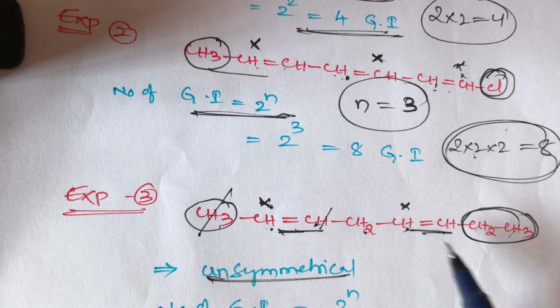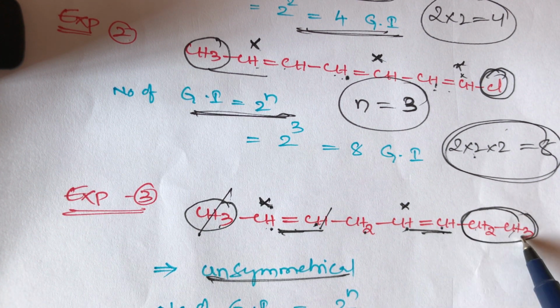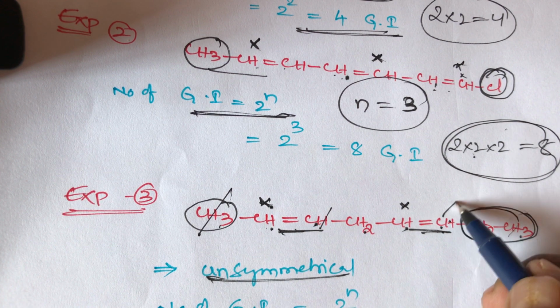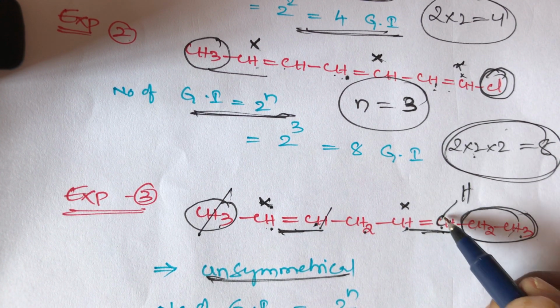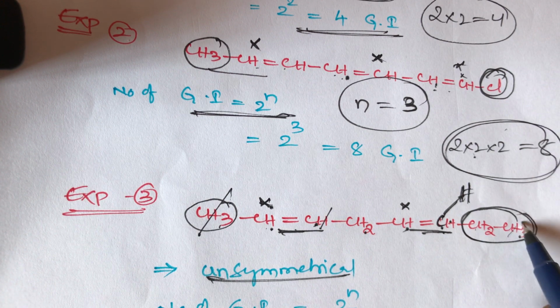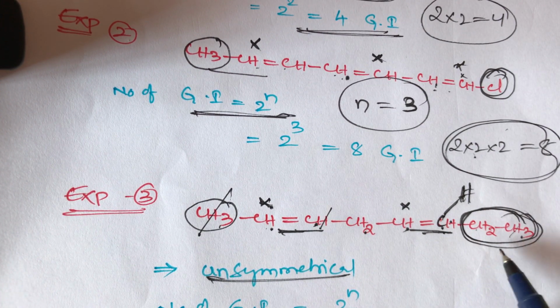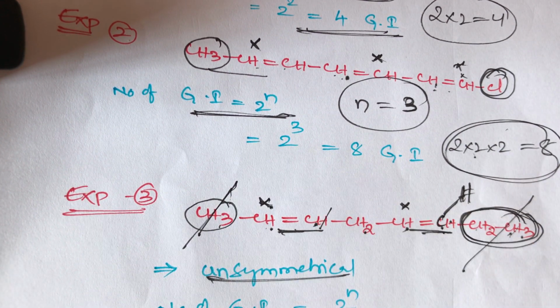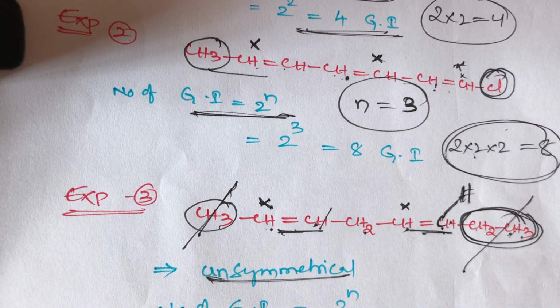This ethyl group is connected with a carbon, so this is not methyl. Terminal group means this hydrogen. What is the structure? This carbon has one hydrogen and this complete part is ethyl. So here the terminal groups are different. On the right side there is an ethyl group, and on the left side there is a methyl group. So these are both the terminal groups. So this is the condition.